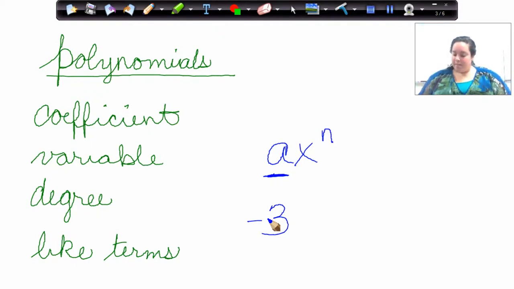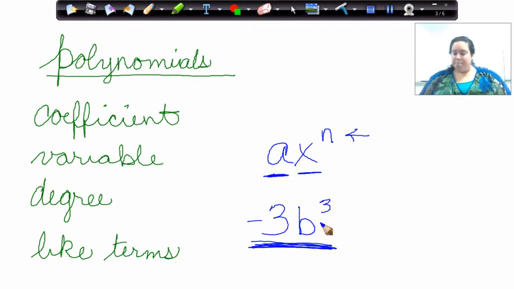Then we have a variable. This is typically x, but it doesn't have to be an x. It can be a b. It doesn't matter. And then n has to be a non-negative integer. What that means is a whole number. n can be 0, 1, 2, 3, 4, 5, 6, 7, etc., but it can't be negative, and it has to be a counting number or 0. So if we have -3b to the 3, this is a monomial.